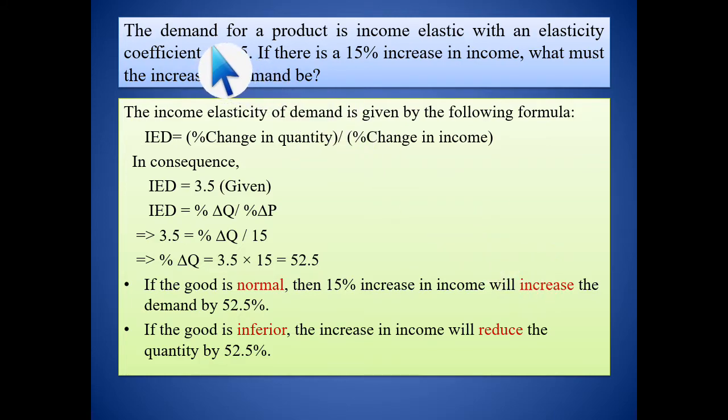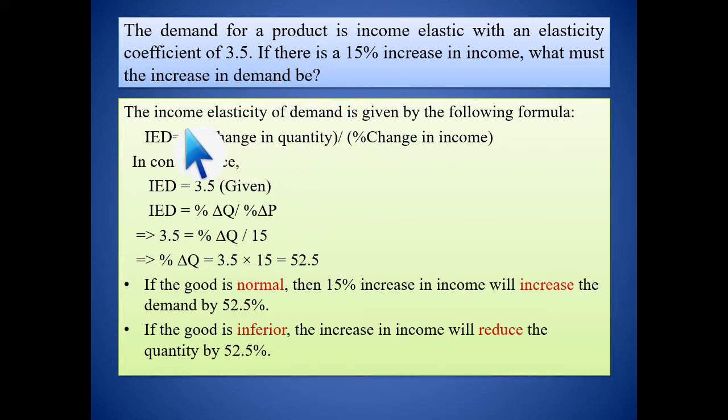Okay, next one. The demand for a product is income elastic. It has been already written that it is income elastic with an elasticity coefficient 3.5. So it is greater than 1, so obviously it will be elastic. Now if there is a 15% increase in income, what must the increase in demand be? That means here also percentage increase in income has been given. We have to find out what is the percentage increase or decrease in the quantity demanded.